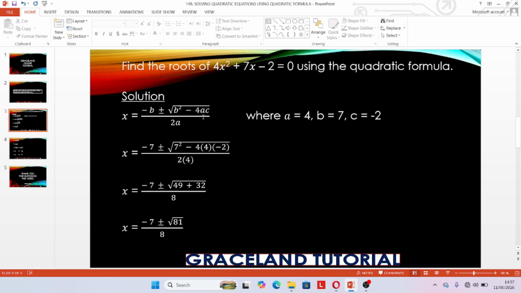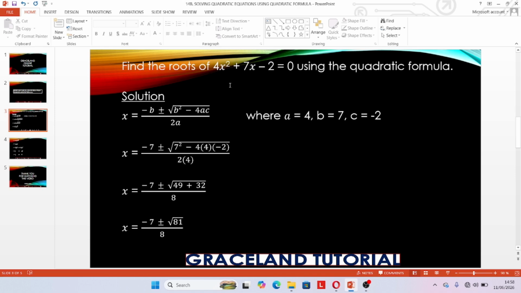Now you can see x is going to be the root of the equation. Then you can see a, you can see b, you can see c. Now, what will represent all those letters? Let's go back to the question.